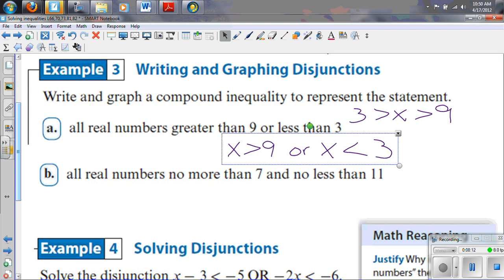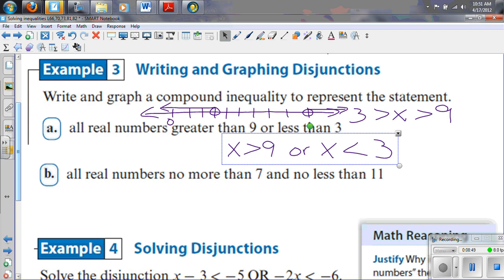So let's graph that then. So let's put my 0 over here. So here's our 3, and it says x is less than 3. So we have an open circle on 3, and we're going less than. And then we have where x is greater than 9. Open circle again, and going to the right. So you can see that those are not joined. They are actually disjoined, so going the opposite directions.